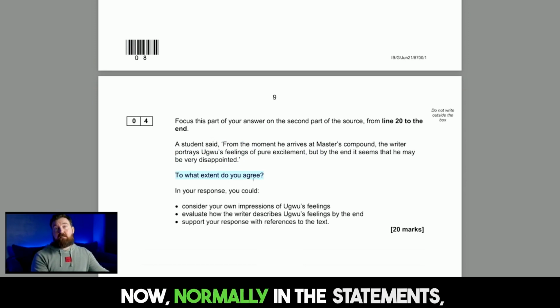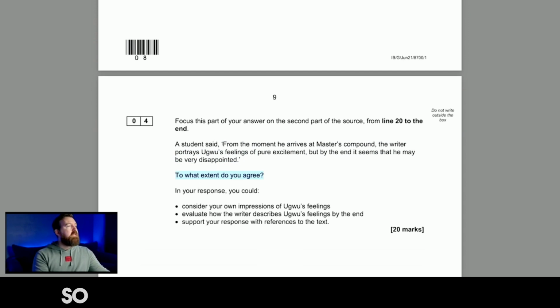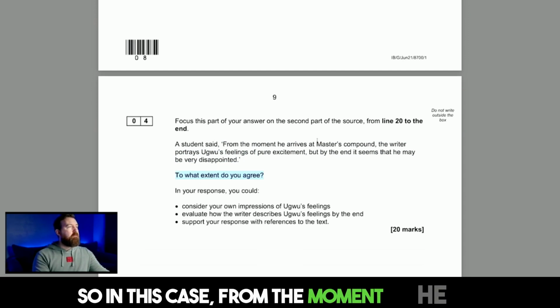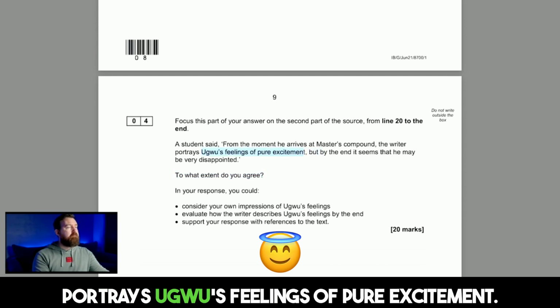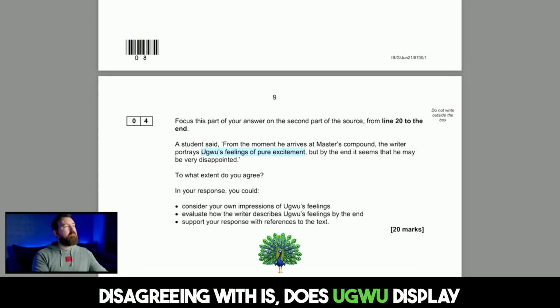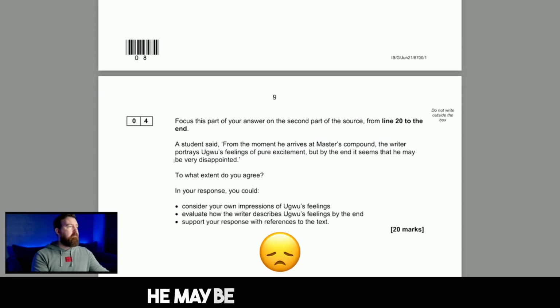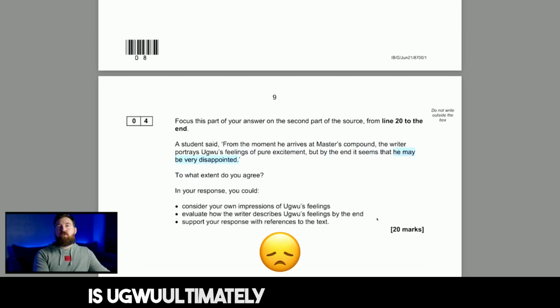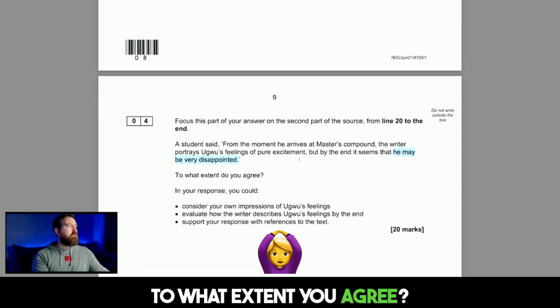Now, normally in the statements, you get 2 things that you have to agree or disagree with. So in this case, from the moment he arrives at the master's compound, the writer portrays Ugwu's feelings of pure excitement. So the first thing you're agreeing or disagreeing with is, does Ugwu display pure excitement when he first meets the master and goes to the compound? But by the end, it seems that he may be very disappointed. So the second bit of the statement is, is Ugwu ultimately disappointed or not? To what extent do you agree?